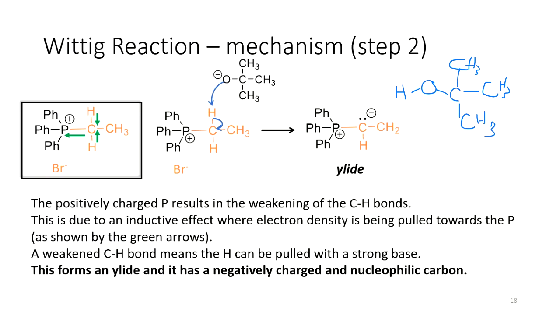So this is the byproduct that's formed. When our tert-butoxide acts as a base, we form tert-butanol, and we also generate our ylide. Does that clear up things a little bit?